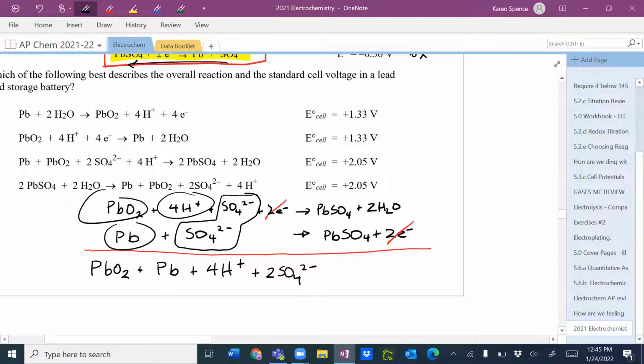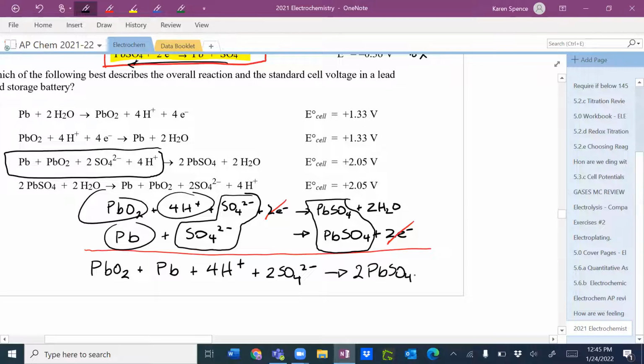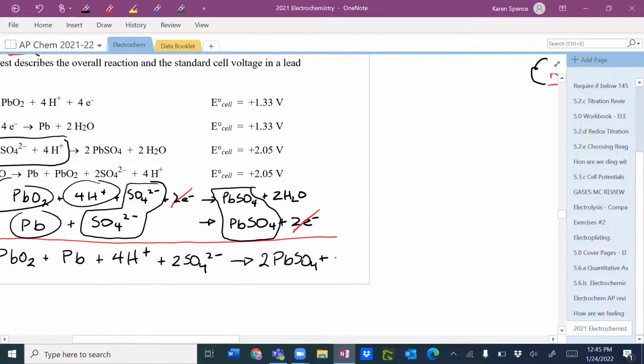So just looking at this, I'm thinking this looks like a good choice here. I don't see another one that looks the same. So I don't even need to calculate the cell potential. And then that goes to 2 PbSO4 plus 2 H2O.